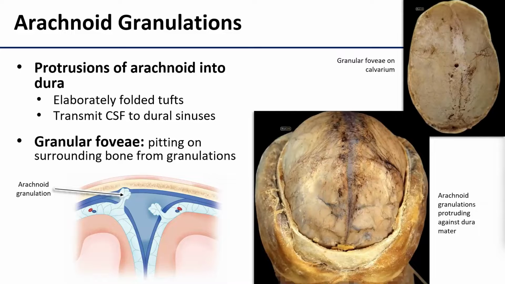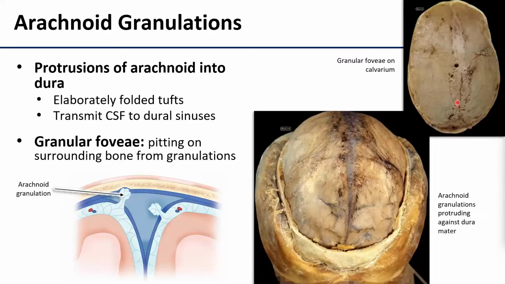All right, so now lest you think that these are small and flimsy like the rest of the arachnoid mater, I want to point your attention over here to the photos on the right. And here you can see that these granulations are not only easily visible, but they're really big. They're so big and they exert so much pressure on the sinuses and the cranial bones surrounding them that you can actually see little indentations left behind on the surrounding bones here.